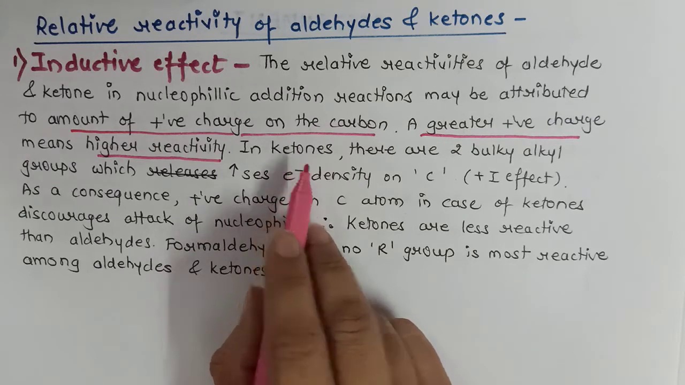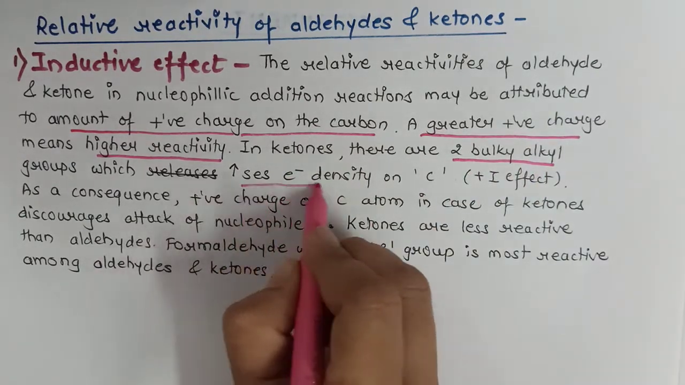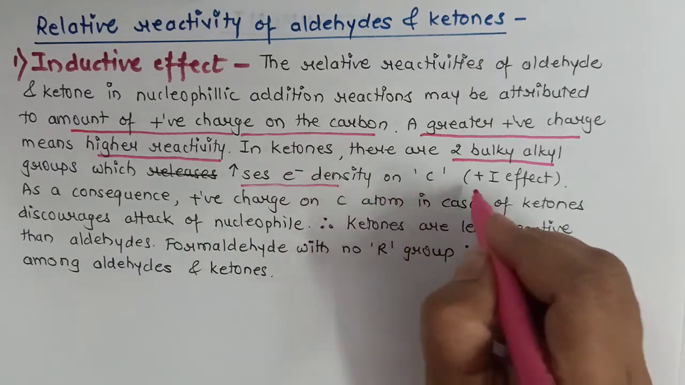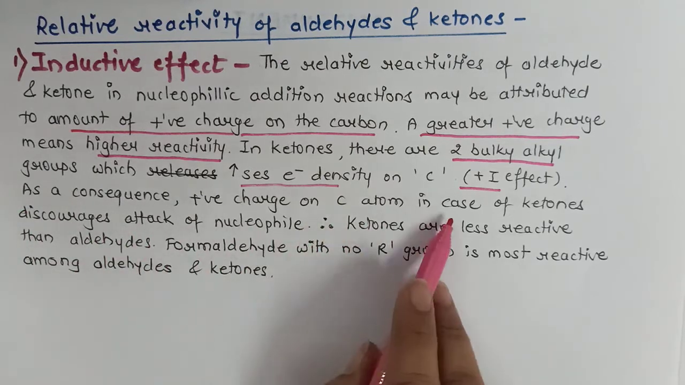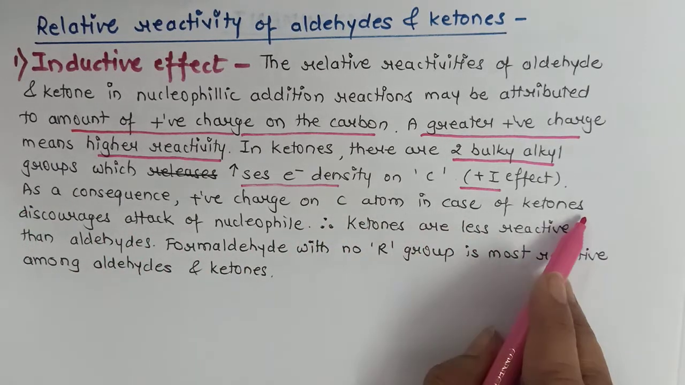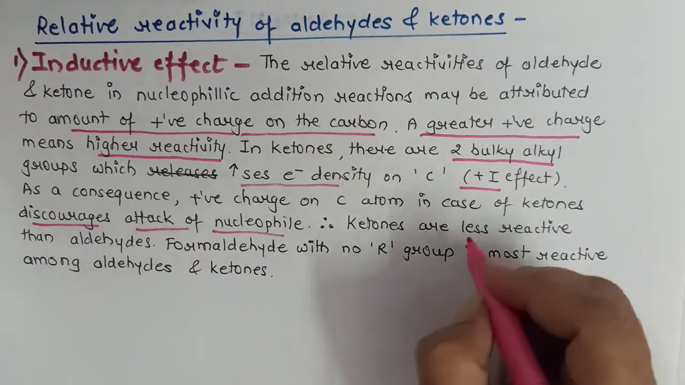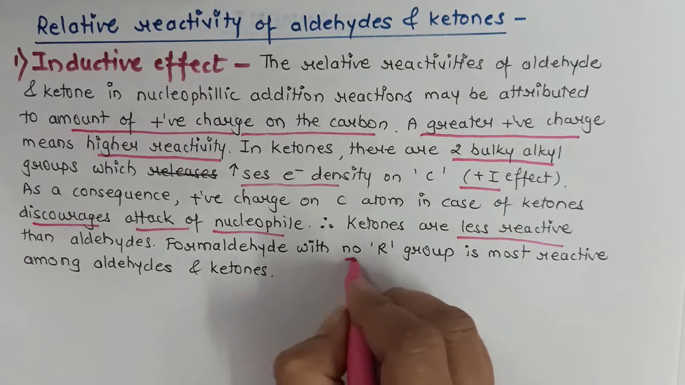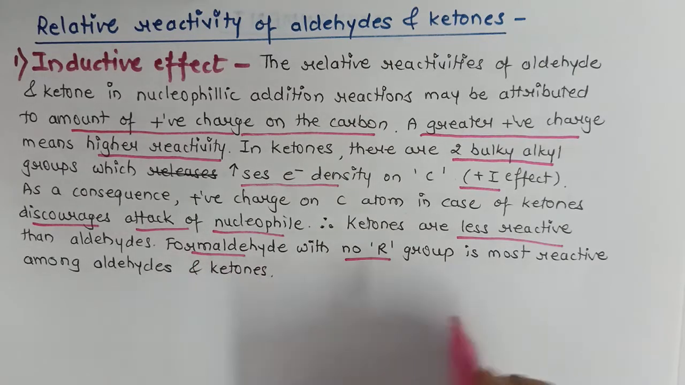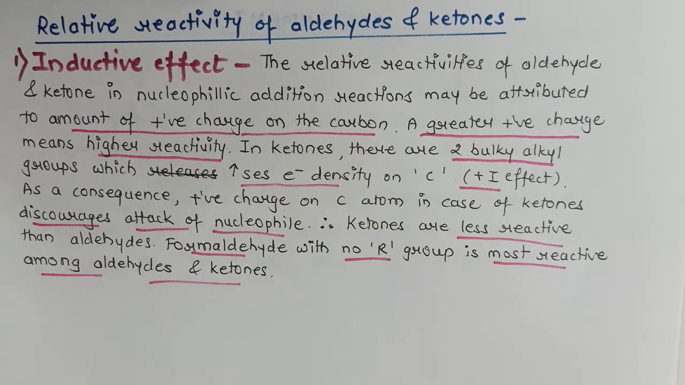But in ketones, we know there are two bulky alkyl groups that will increase electron density on the carbonyl carbon due to plus I effect. As a consequence, the reduced positive charge on the carbon atom in ketones will discourage the attack of the nucleophile. Therefore, ketones become less reactive than aldehydes. Formaldehyde, where there is no alkyl group, becomes the most reactive among aldehydes and ketones.